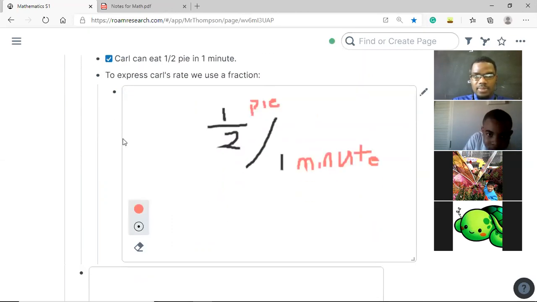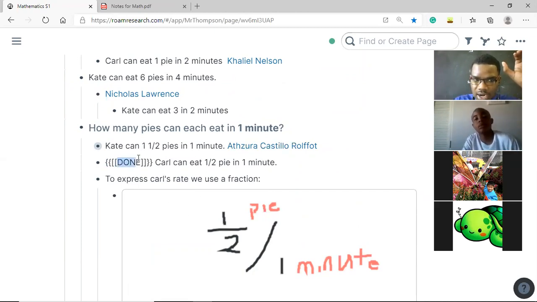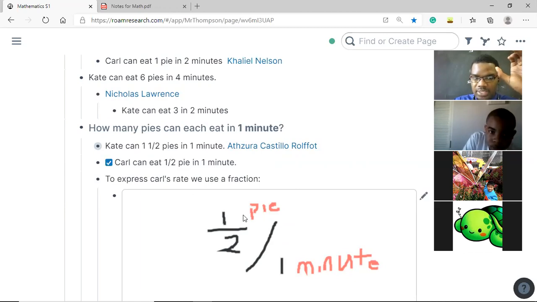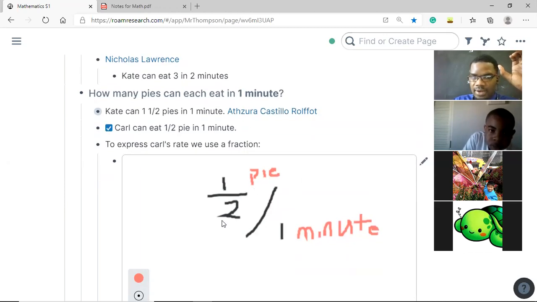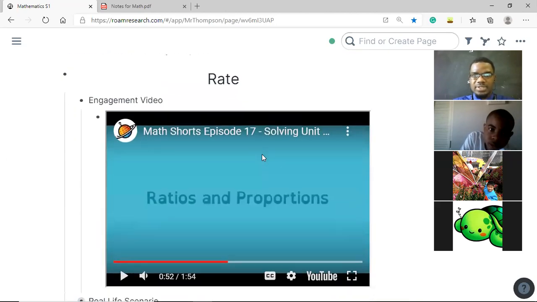Let's go back over it, Khalil. To put it in a ratio, we're going to put the amount of pies that Carl or Kate ate divided by 1, because the 1 means the amount of time, which is minutes. Look back at the sentence. Carl can eat a half pie in 1 minute, as a rate that is 1 divided by 2 over 1. Right? And that's it for rate. Okay, good job, everybody. That was great. Let's play the rest of the video.